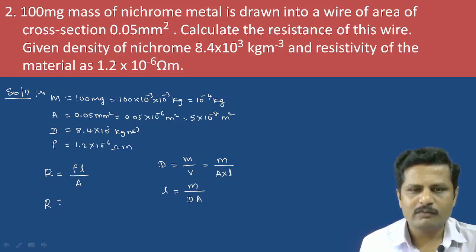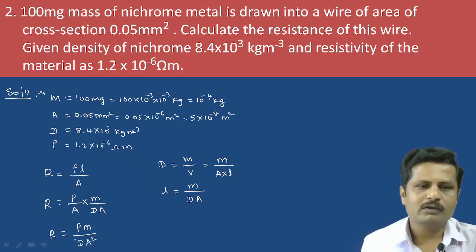Now in place of L, we know rho, the resistivity, as well as the area of cross section, but we don't know L. So let me write L here, that is m divided by d times area of cross section. So now it becomes R equals rho m divided by d times A square, that is a square. Now substitute all the values.